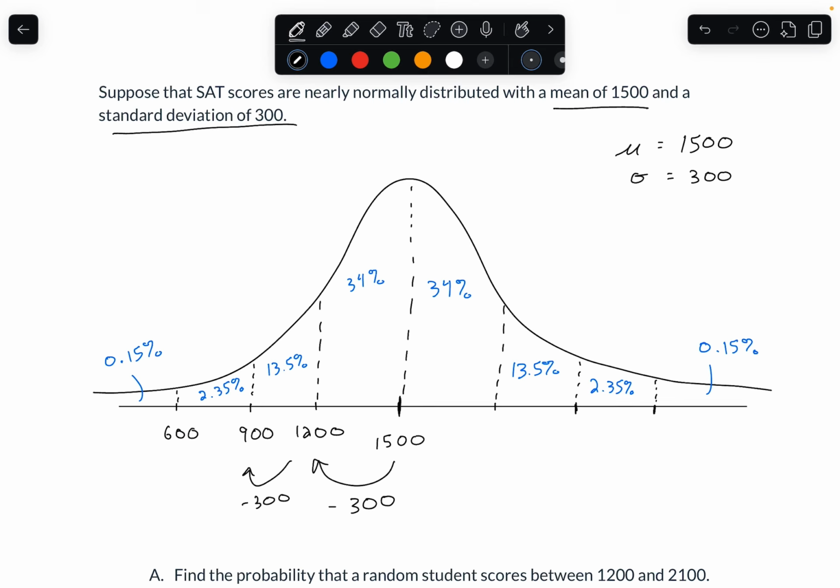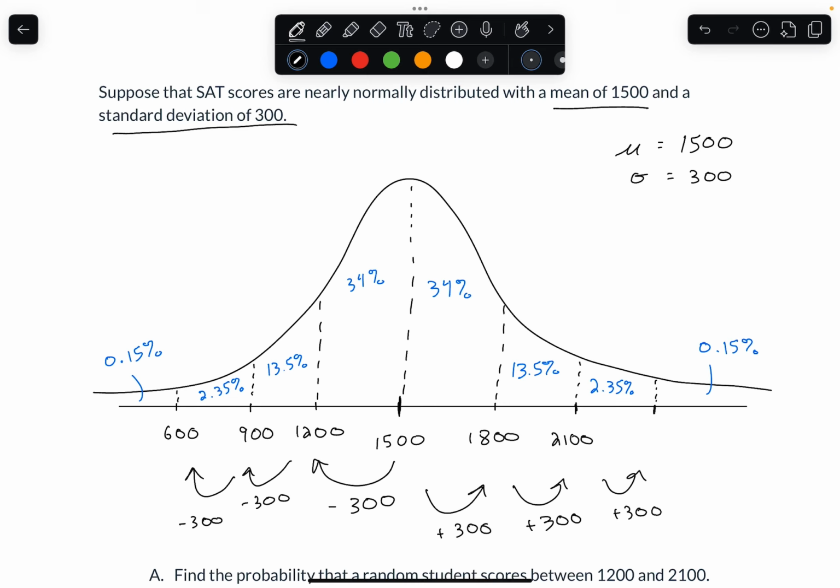So every time I take a step to the left, I'm subtracting that standard deviation, which in this case was 300. Similarly, as I move to the right, instead of subtracting, the only difference is I'm going to add my standard deviation, so I'll be adding 300. So 1,500 plus 300 should give me 1,800. I'm going to add another 300. That should give me 2,100. And then one more time, adding a final 300 right here should give me 2,400.